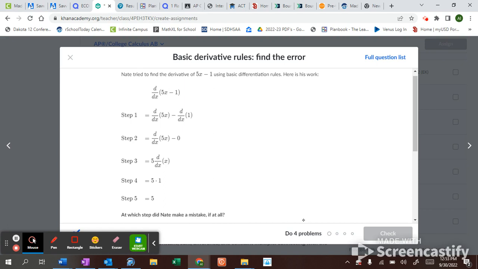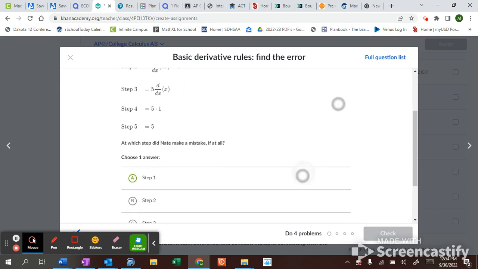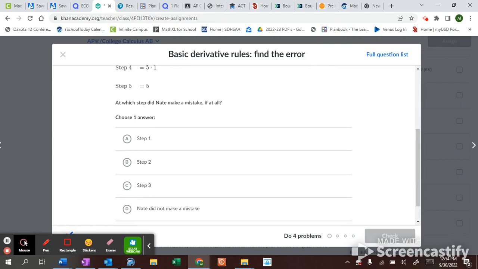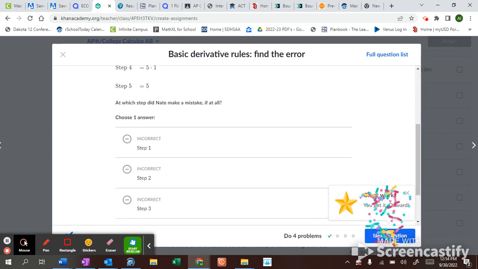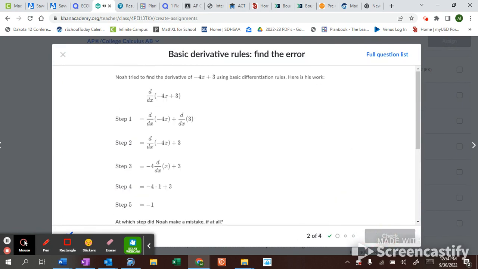So you take the derivative of 5x, you take the derivative of 1. The derivative of 1 is obviously 0, and for the derivative of 5x, you can take out the 5 on the outside and just take the derivative of x, which is 1, which is 5. Are there any mistakes in that one? And then you have to say what step it is, and I don't think Nate made a mistake. Oh, I am great. Okay, on this one, were there any mistakes?